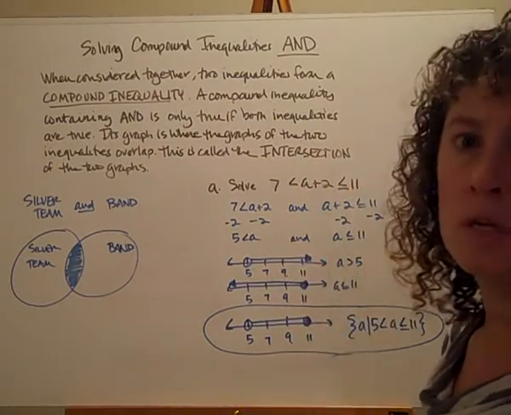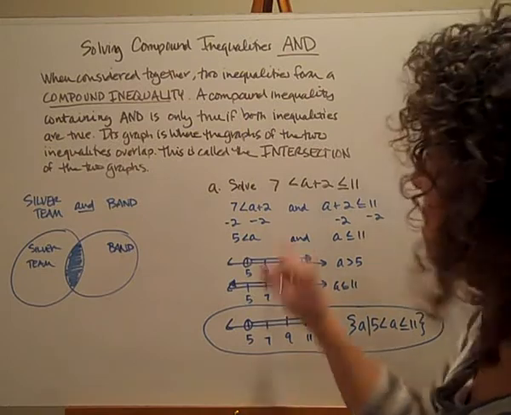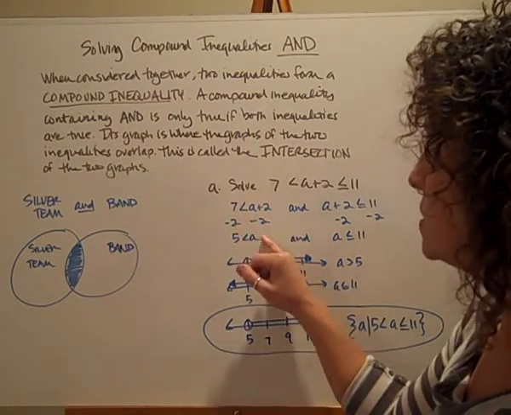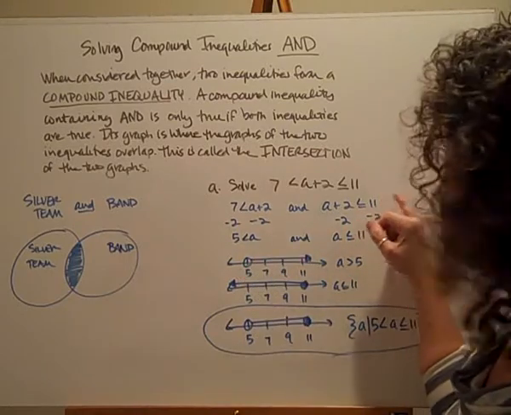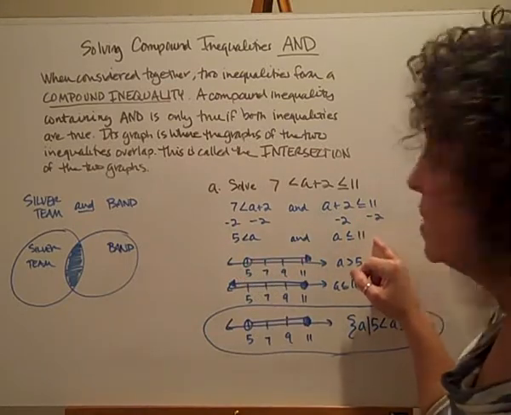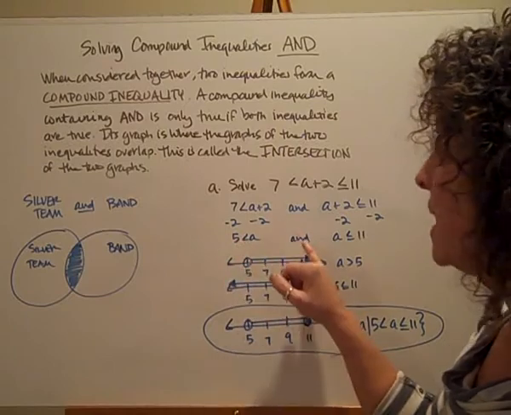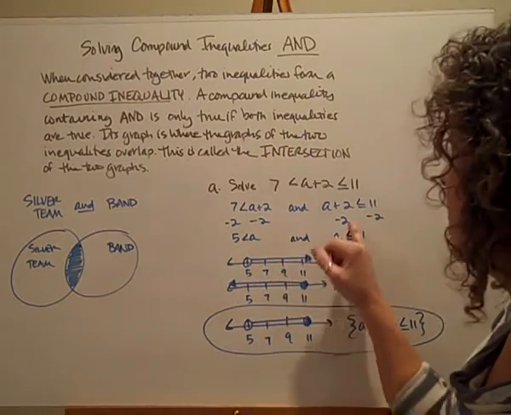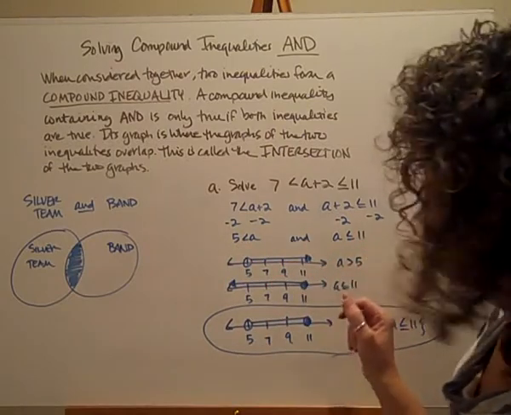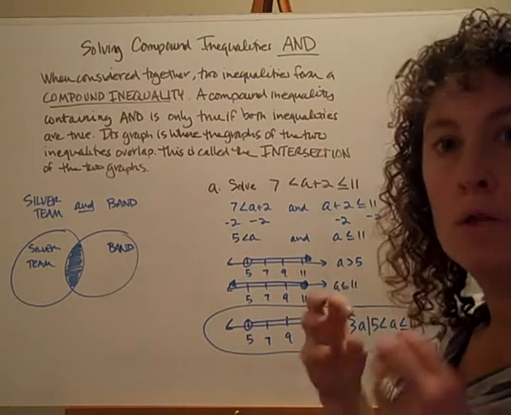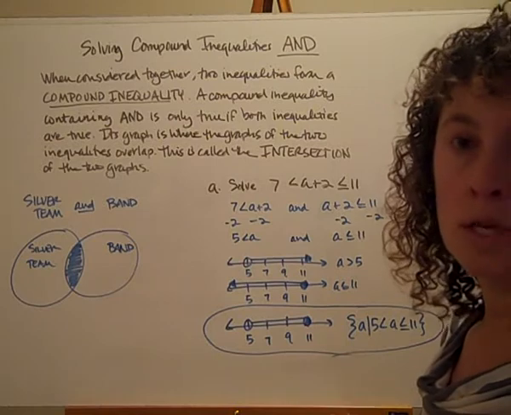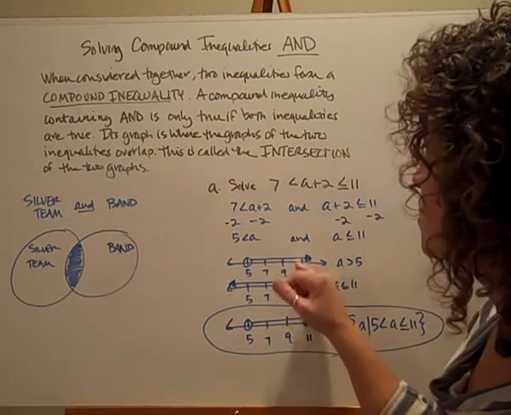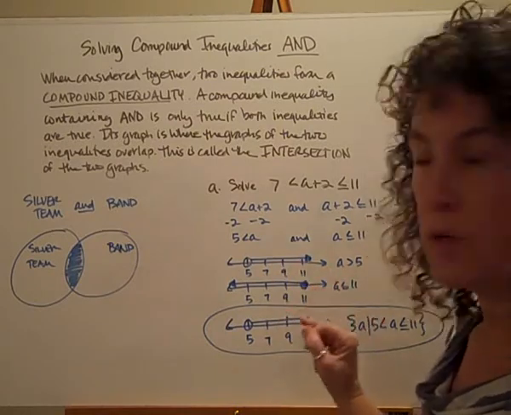I'm going to solve each of these inequalities independent of each other first. Solving this inequality, I end up with 5 is less than a. Solving my second inequality, I end up with a is less than or equal to 11. So I've got 5 is less than a, and at the same time, a is less than or equal to 11. To graph this, the graphing is really going to help you figure out what this final inequality solution set looks like. So I'm going to graph these two inequalities separately from each other.